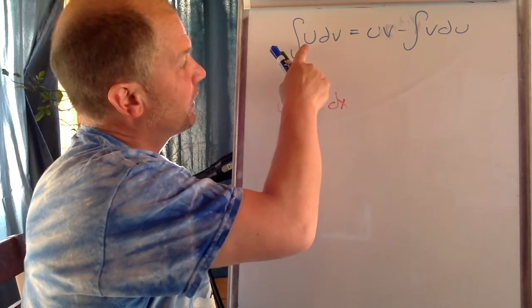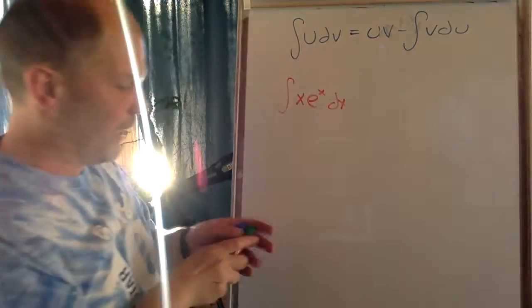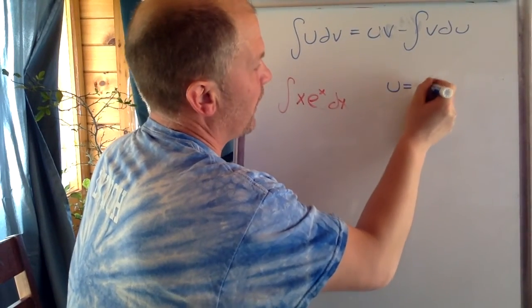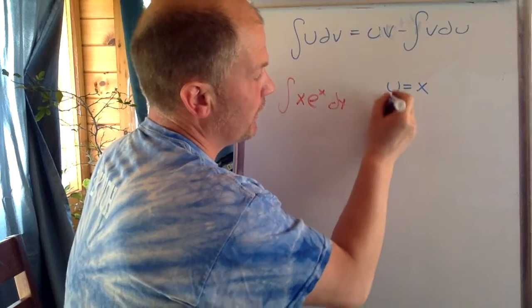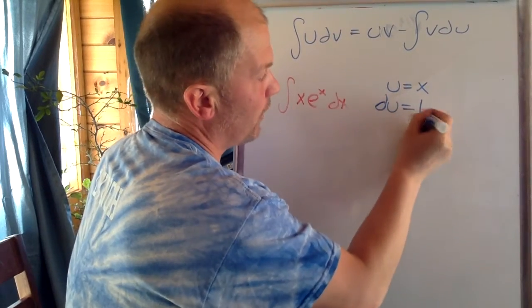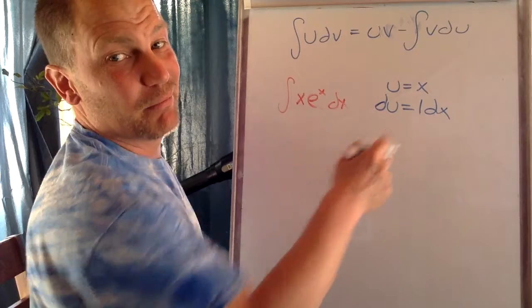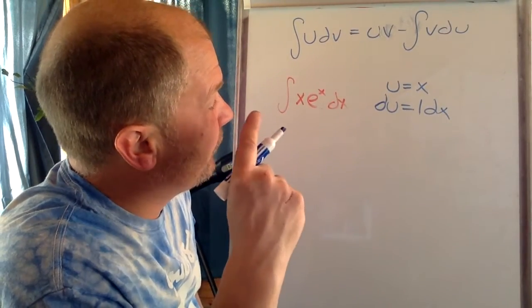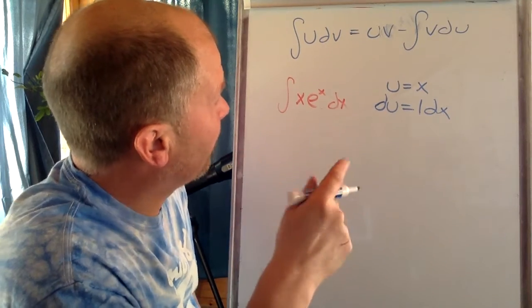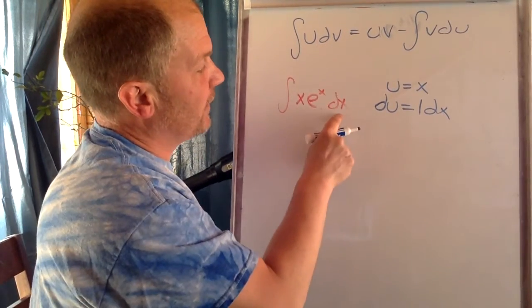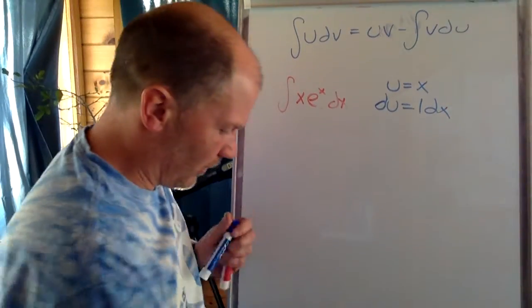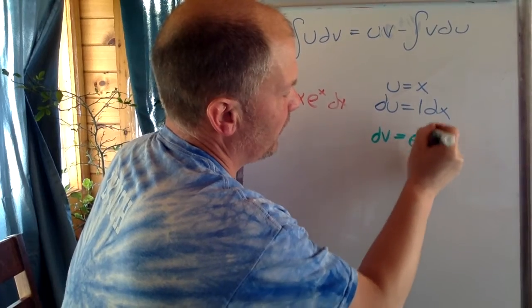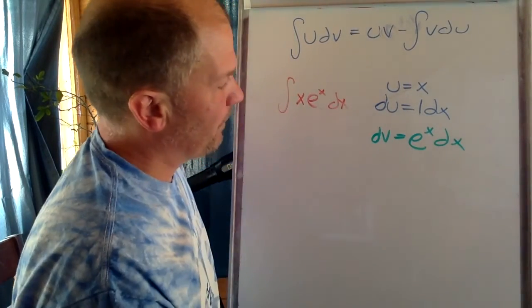So since we're going to need the derivative of u, I'm going to say that u equals x. Therefore, du equals 1 dx. We don't really need the 1, but just so we can see it, I'm going to put it in there. So if u is x, that means then dv must be e to the x dx. So I'm going to do that in a different color just so we can see it. So I'm going to say dv equals e to the x dx.